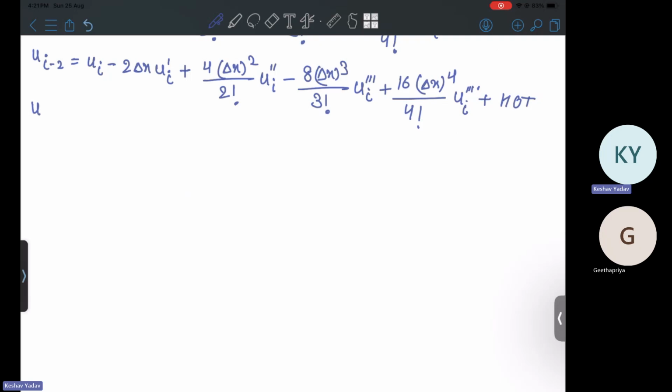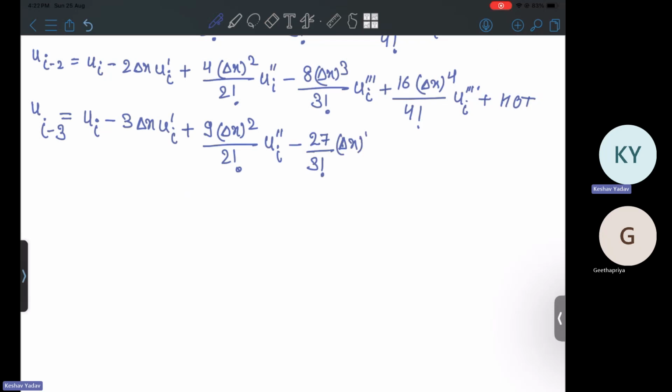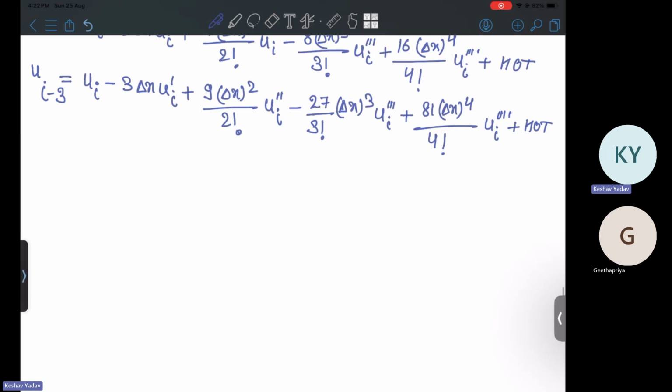Now I wish to write ui minus 3. So this will be equal to ui minus 3 delta x ui prime plus 9, meaning 3 square, 9 delta x square divided by 2 factorial ui double prime minus the cube of that, 3 cube, 27 divided by 3 factorial delta x cube ui triple prime plus 81 delta x to the power 4 divided by 4 factorial ui fourth derivative plus higher order terms. Okay.